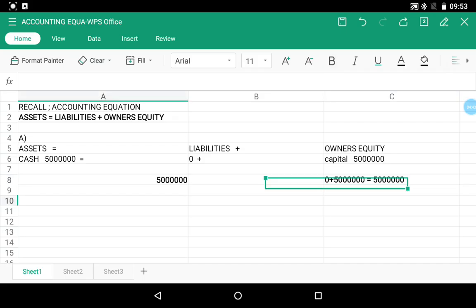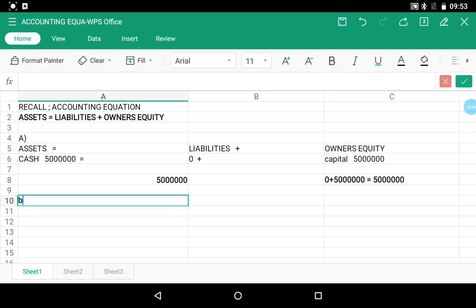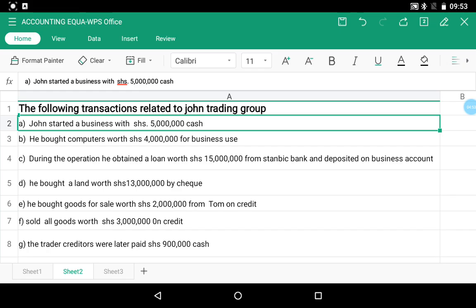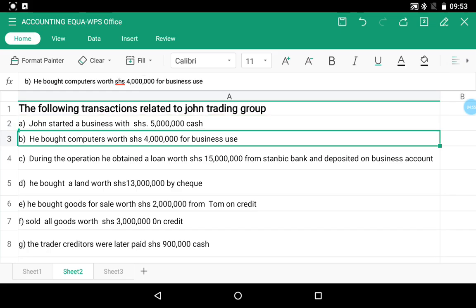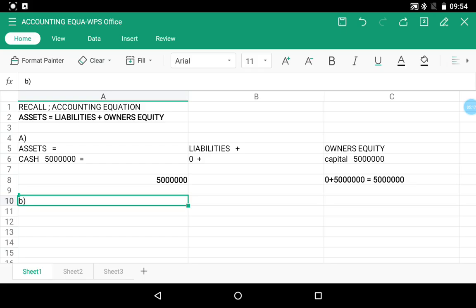So let us continue to our next part, which is part B. Under part B, they have said he bought computers worth shillings 4 million for business use. Remember, he started business with cash and now he has bought computers. That means he used another amount of cash to buy computers. So he bought computers using the other amount of money.